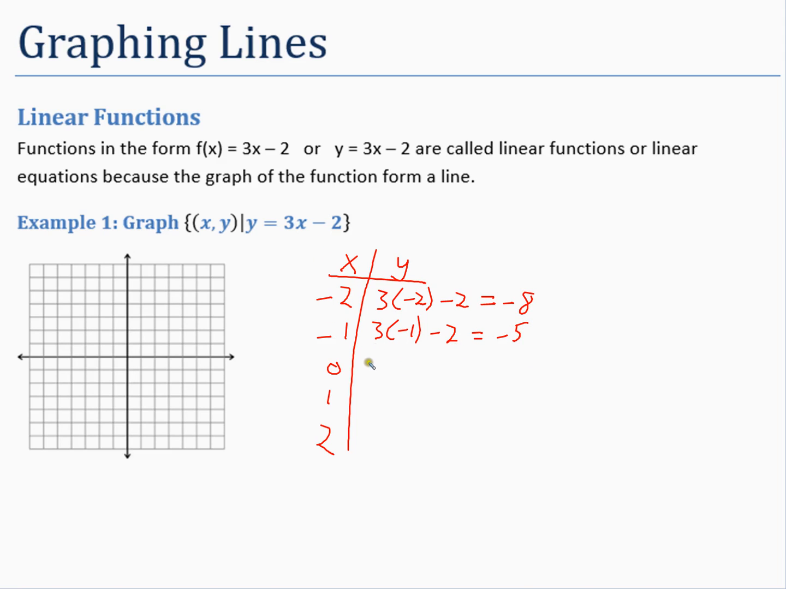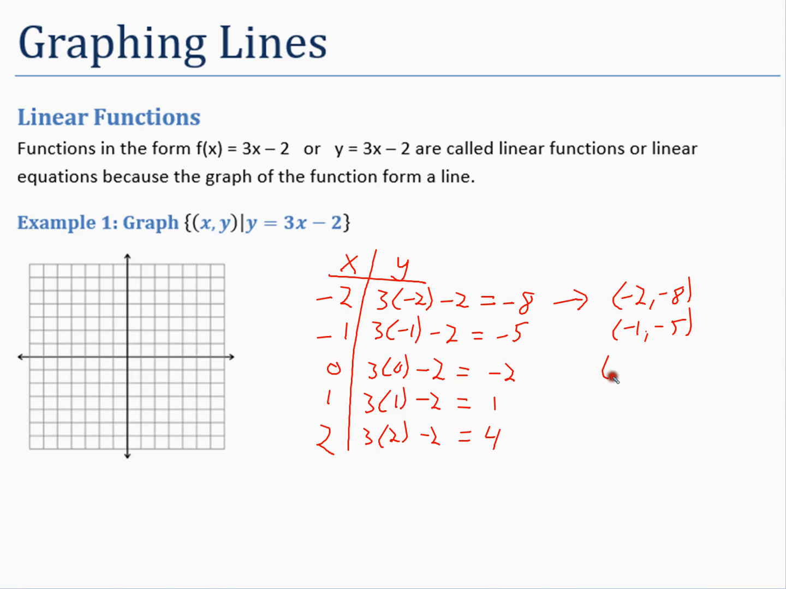Next we can put 0 in there, 3 times 0 is 0, minus 2 is -2, putting 1 in, 3 times 1 minus 2, well, that's 3 minus 2, which is 1. And then lastly, we'll put 2 in here. And we get 6 minus 2, which is 4. And so we have the point -2, -8, -1, -5, 0, -2, 1, 1, and 2, 4.